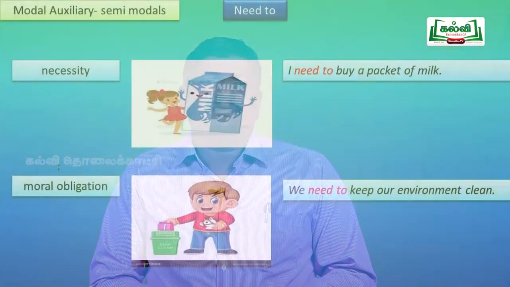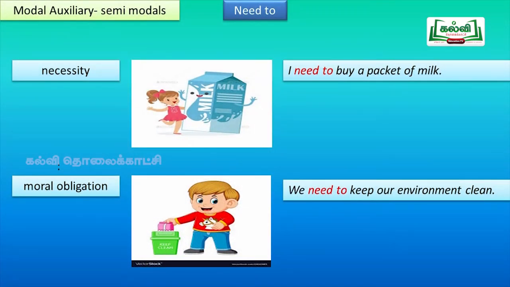Need to and dare to. Need to is used to express the necessity and for conveying a moral obligation. Right, look at the picture. A girl with a milk packet. Right, look at the sentence. I need to buy a packet of milk. Coming to the next picture. We need to keep our environment clean. So, it's an obligation. Right.